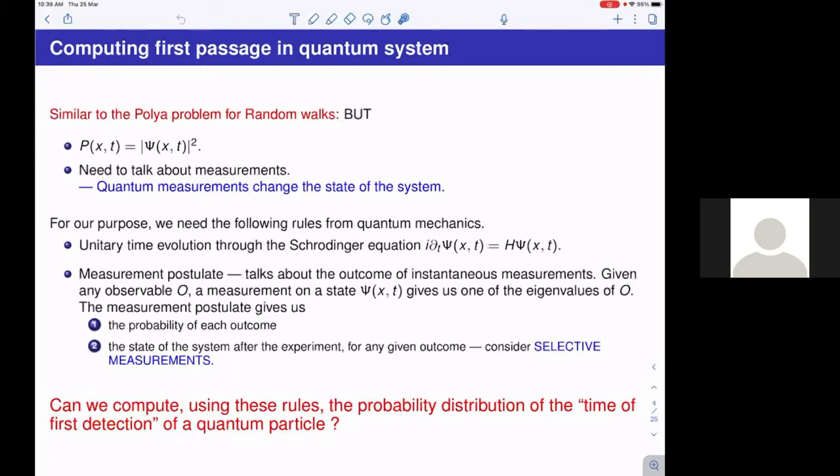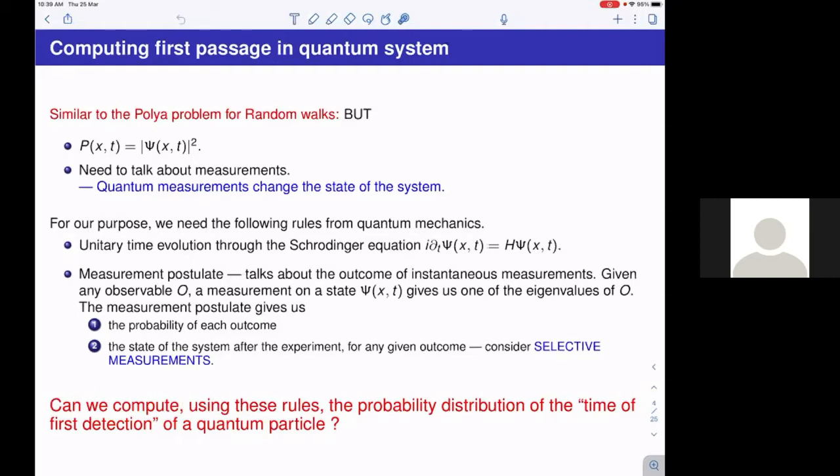So for a particle executing a random walk, the probability distribution satisfies the diffusion equation. If you look at a quantum system, it is similar, but we have a wave function which satisfies a sort of diffusion equation with an imaginary time. And the probability distribution is given by mod psi squared. So this is one difference from the random walk.